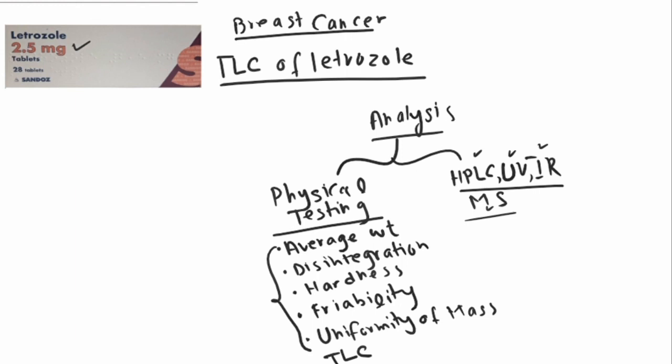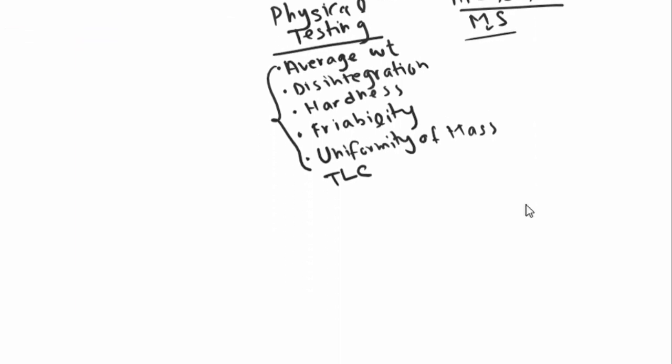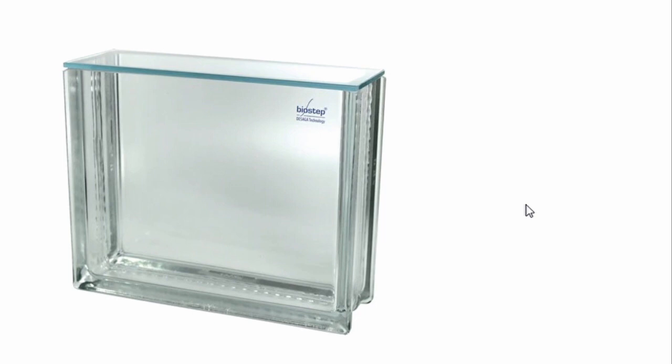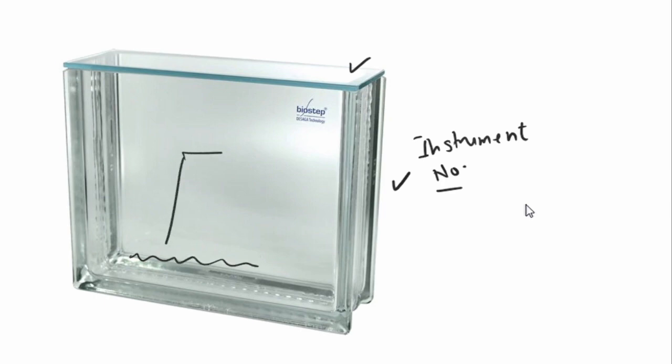So mainly in today's lecture we will be discussing how TLC is conducted for letrozole. First I will show you the TLC chamber that is being used. If you are working in quality control, you will see these types of chambers, and there is a specific instrument number for every instrument that you are using. You will place your mobile phase here, and then the TLC plate here, and then you conduct the analysis. I will show you how this process is done.